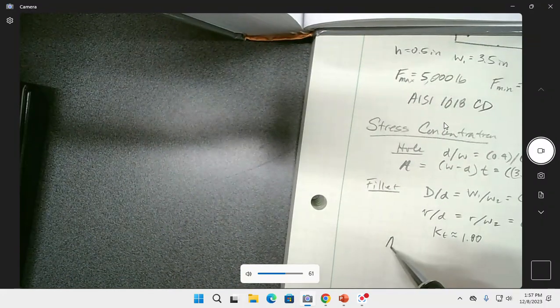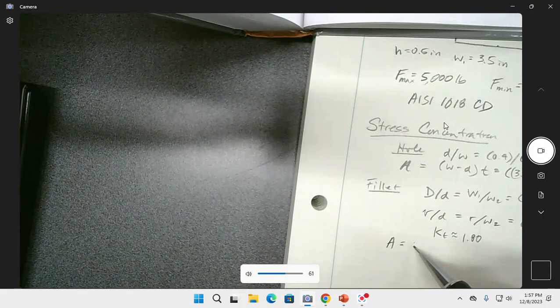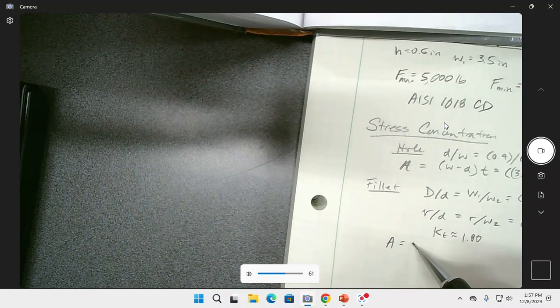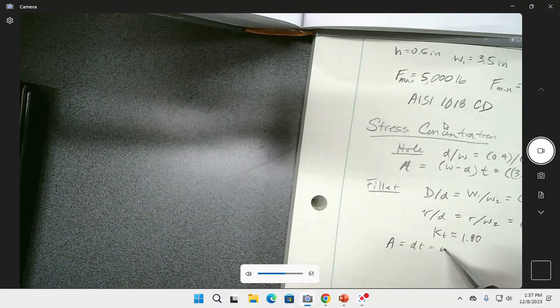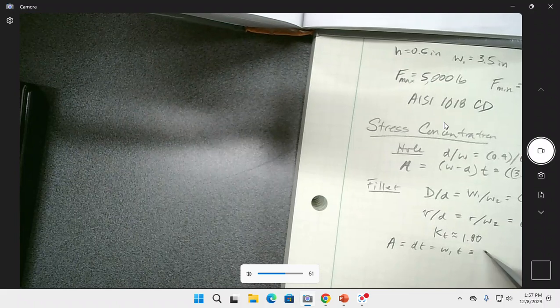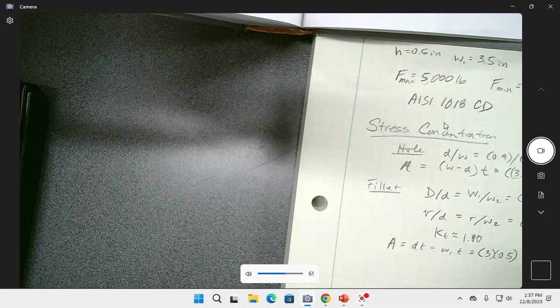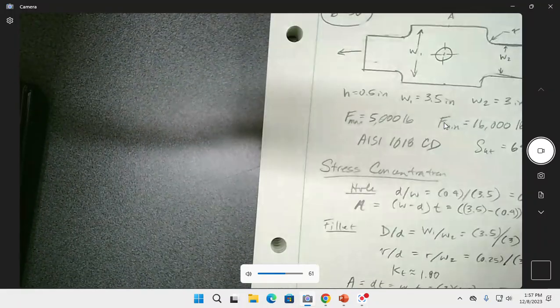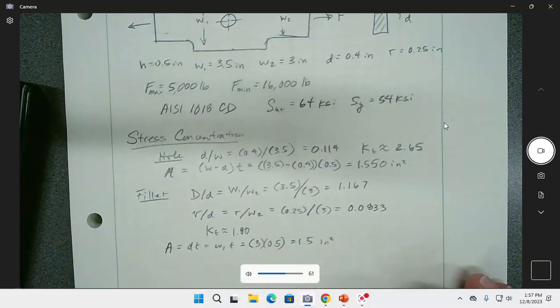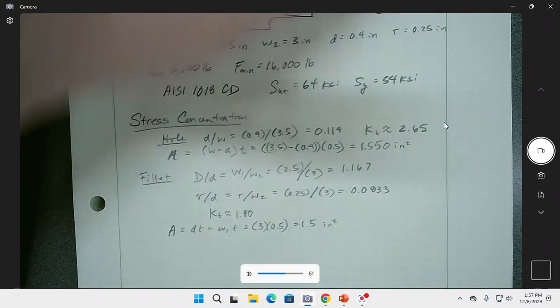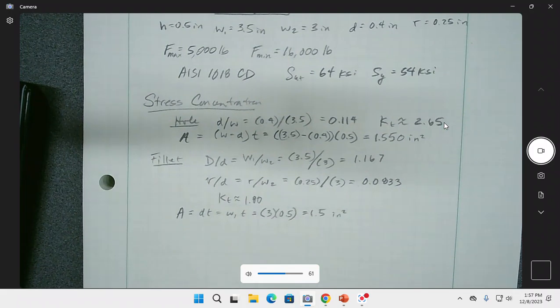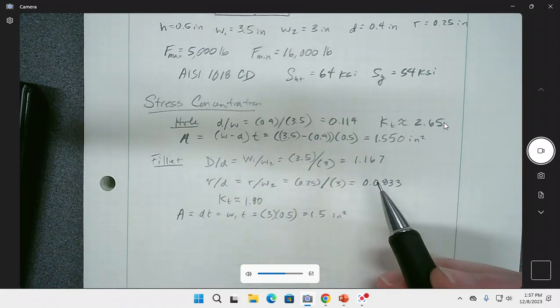So A is going to be, for this, what did they write? D times T, or W1 times T, or 3 times 0.5. I could do this. 1.5. Got it. It's the little thing where you go, oh, I'm so happy by that. What are we doing next?